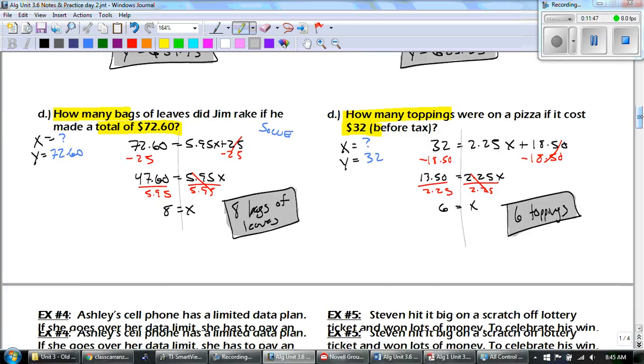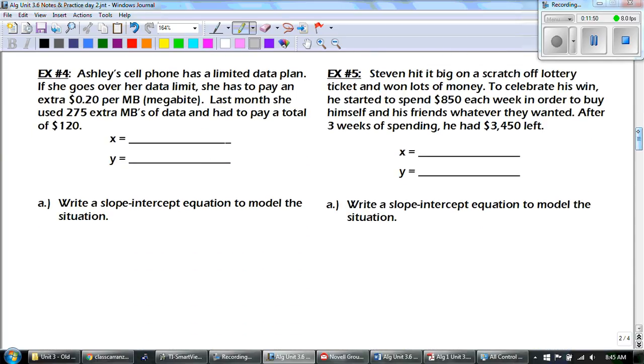Okay, go ahead and flip it over. Number 4: Ashley's cell phone has a limited data plan. If she goes over her data limit, she has to pay an extra 20 cents per megabyte. Last month, she used a total of 275 megabytes and a total of $120. Okay, so we have to figure out what the cost of her cell phone bill was, or write an equation that models that.